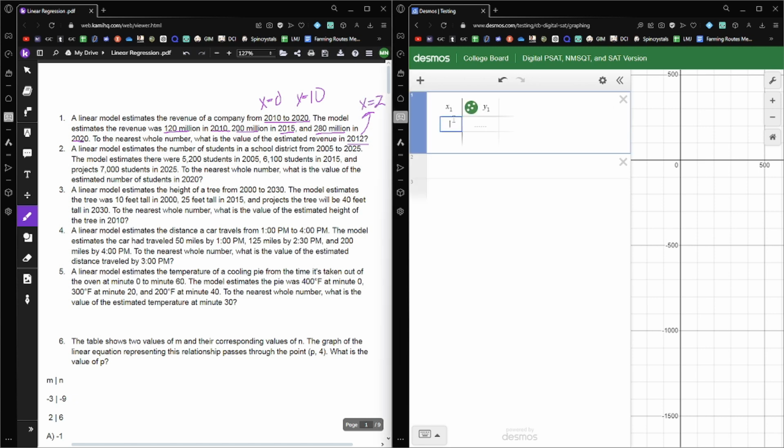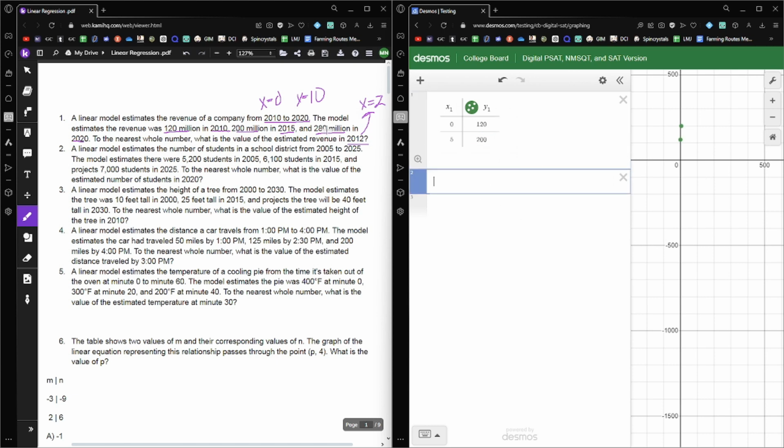Let's go ahead and start putting these values into our table. Our years will be our x values, and our revenue, or our millions, would be our y value. We have 120 million in 2010. 2010 is 0, and 120 million is just, I'm gonna just do 120, but imagine there's the word million right after it. Then we have 200 million in 2015. 2015 is 5 years from 2010, so x is equal to 5. And then 200 million. Once again, imagine there's a million right after that. All you have to do is stay consistent with it.